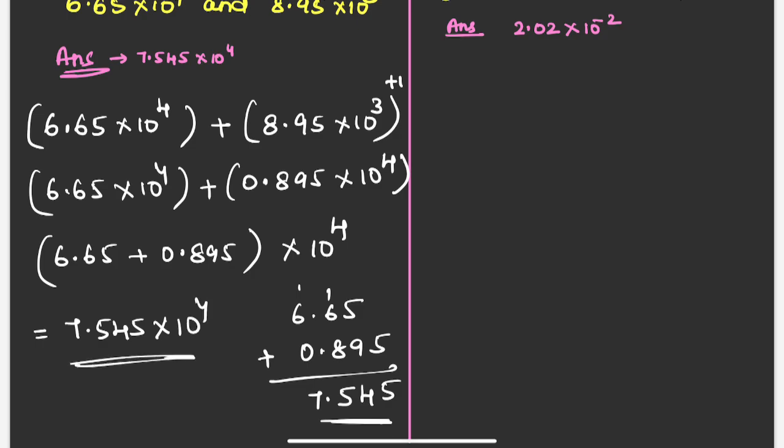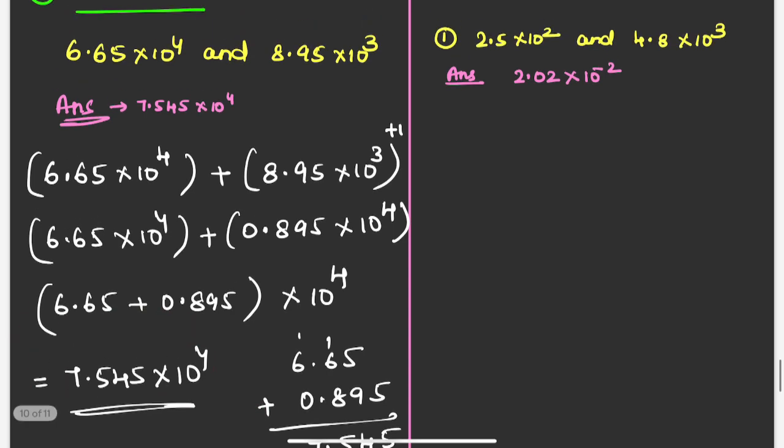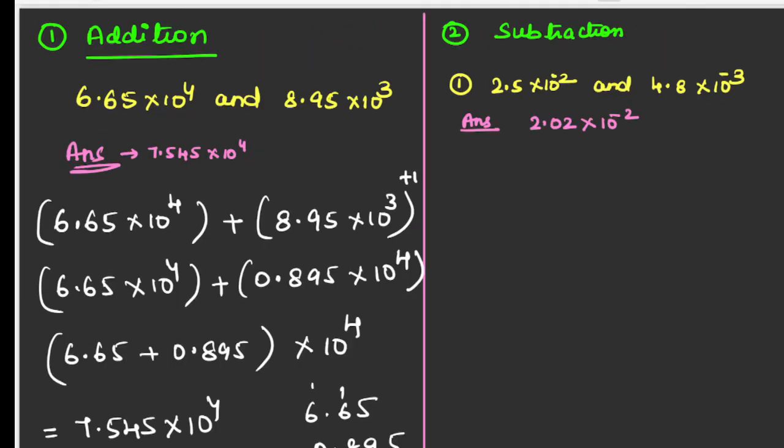Can you see the answer given in the textbook? 7.545 into 10 to the power of 4. So you are getting the same answer. Always remember that you have to make the powers equal. Only then can you add the numbers.